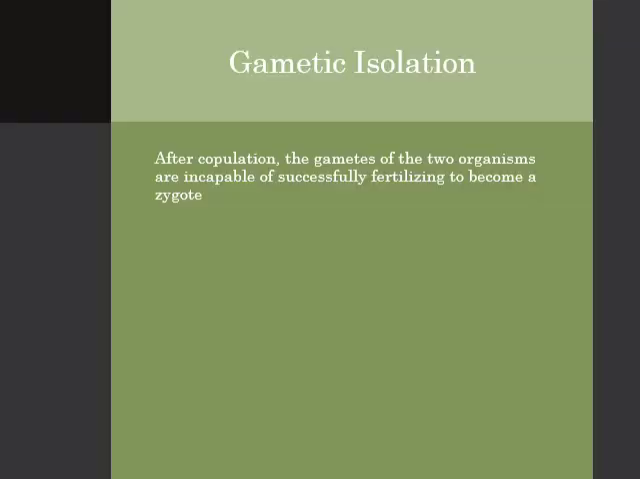Gametic isolation. All right, here it is. Everything is worked out. You got the right dance. You got the right song. It was the right time. You were in the right place. All the parts lined up. You have successfully mated. The sperm is heading toward the egg. They run into each other and bounce off. With gametic isolation, the sperm cannot fertilize the egg. There's a chemical problem preventing the sperm from fertilizing the egg.